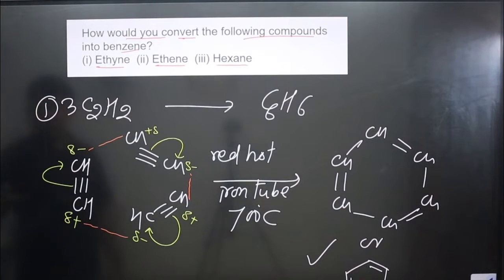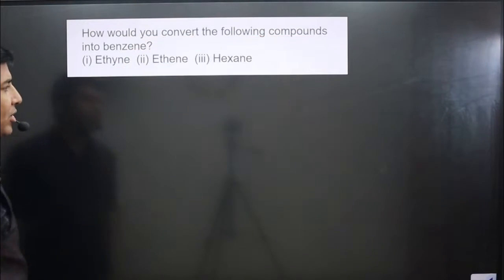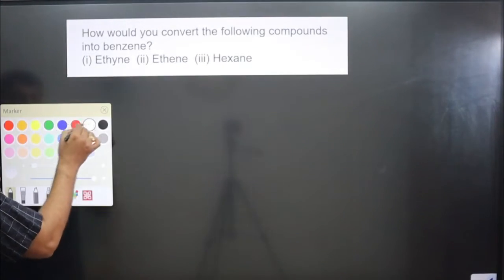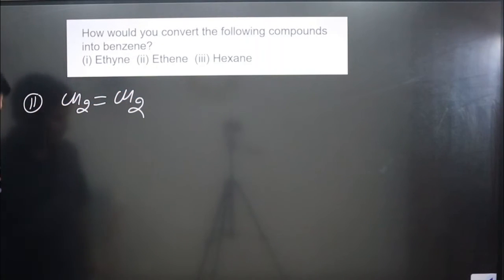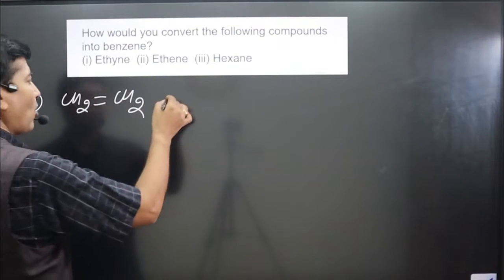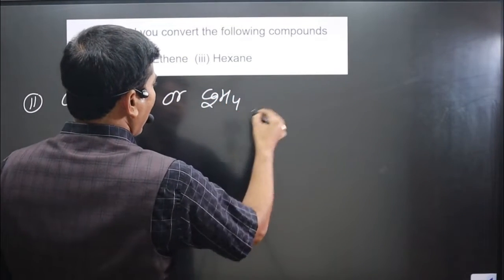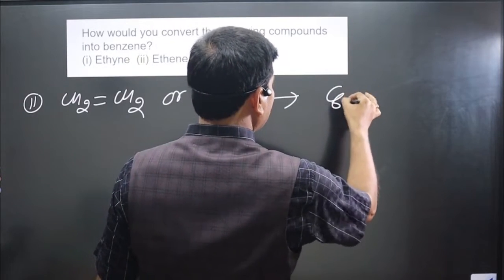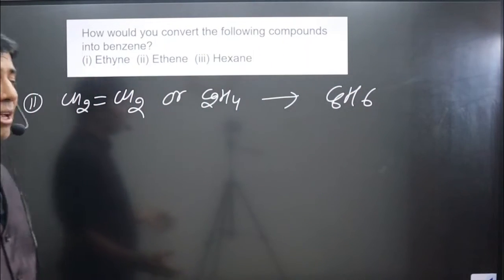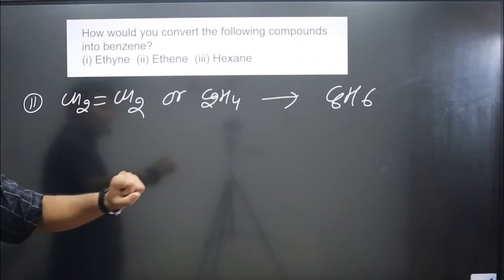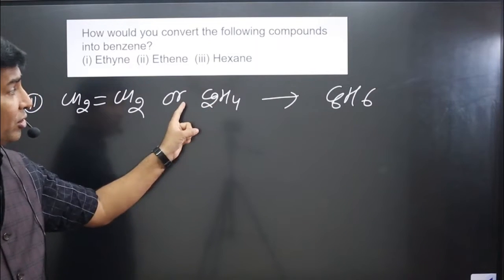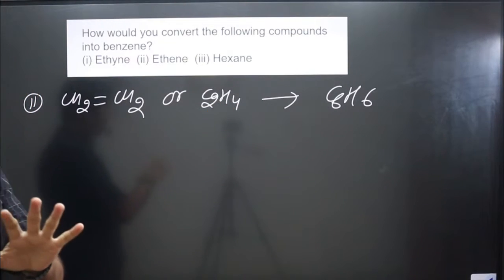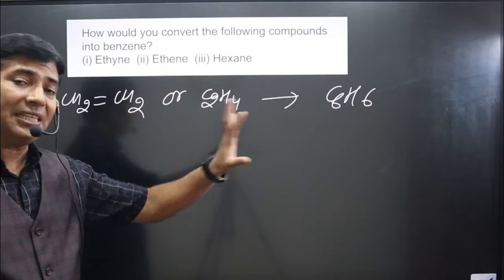Better I remove this portion. We have ethene. Ethene means in this case also we have a double bond: CH2 double bond CH2. We can write it as C2H4, and we have to convert it into a benzene ring, that is C6H6. To have the 6 carbons, I need to take 3 molecules of ethene, three twos are six, then we can have 6 carbons. The minimum number of carbons required for benzene formation is 6.